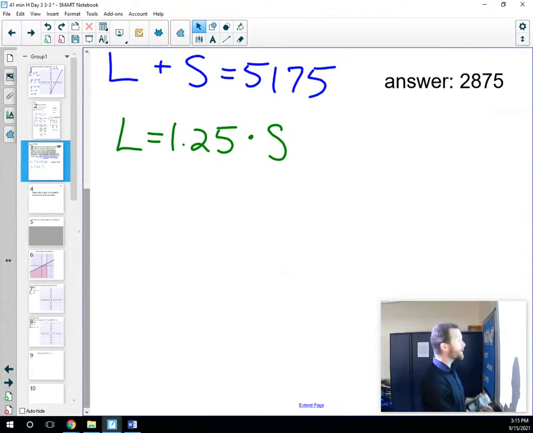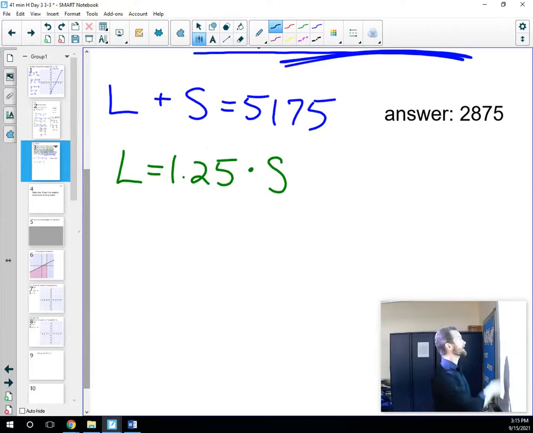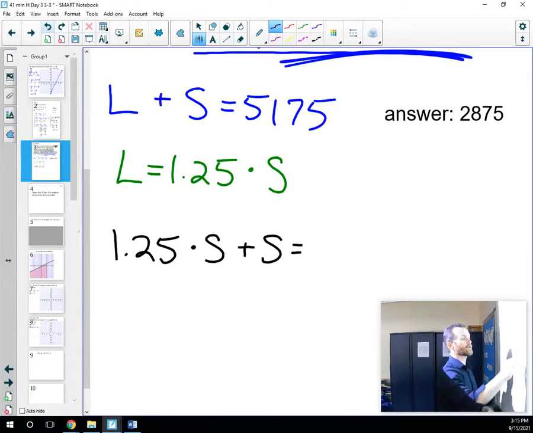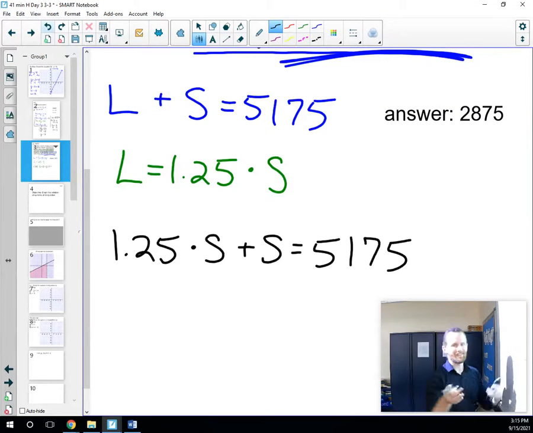But from here, we have a system. We have 2 variables and 2 equations, so we can solve. I'm going to use substitution here because we've got L equals in the second equation. So I'm going to rewrite the first equation, but wherever I see an L, I'm going to substitute in. So instead of L plus S, it's 1.25 times S plus S equals 5,175. Then we just solve.